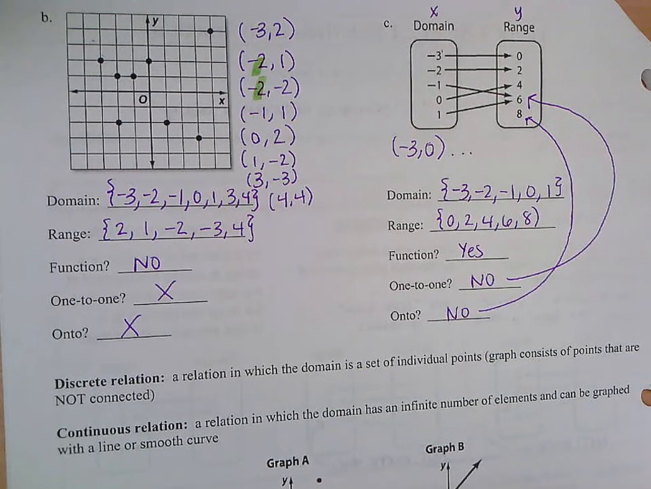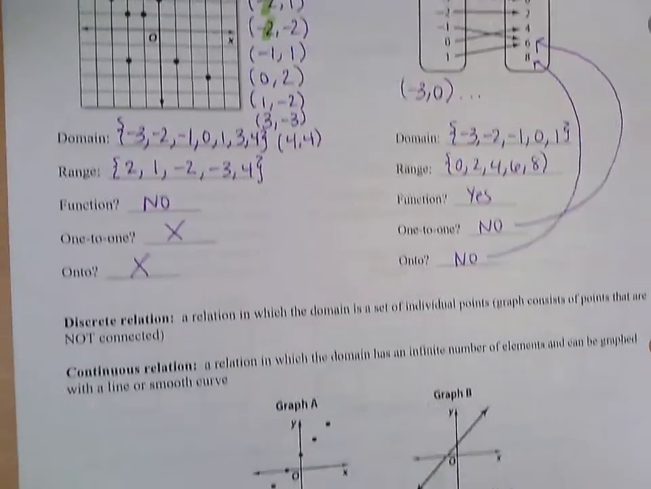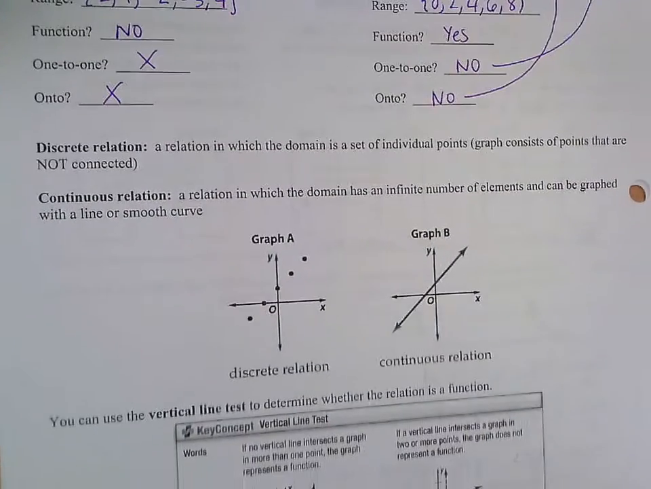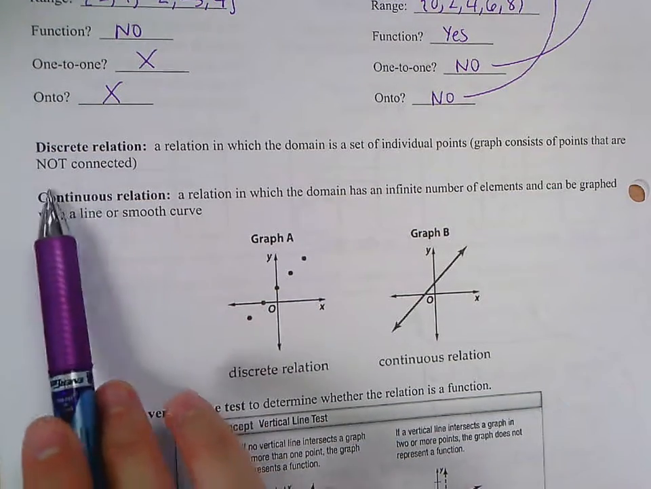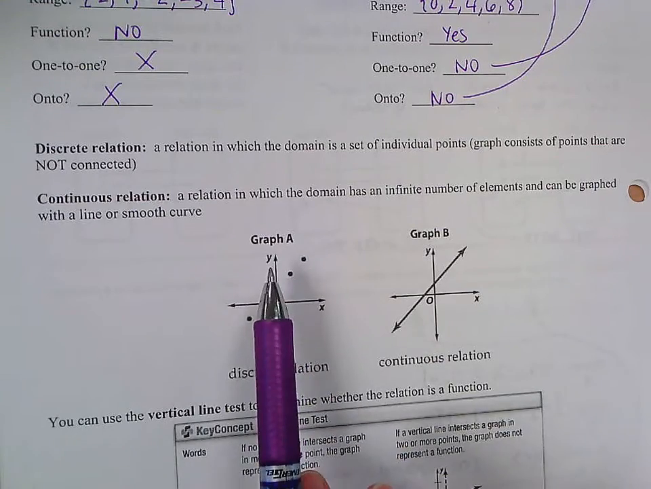Okay, so then some more vocabulary to go on with this. There's two different types of relations: discrete relations and continuous relations. And it's easiest to identify them by their graphs, but a discrete relation is a relation in which the domain is a set of individual points. So the graph would consist of points that are not connected, like this graph A here would be discrete.